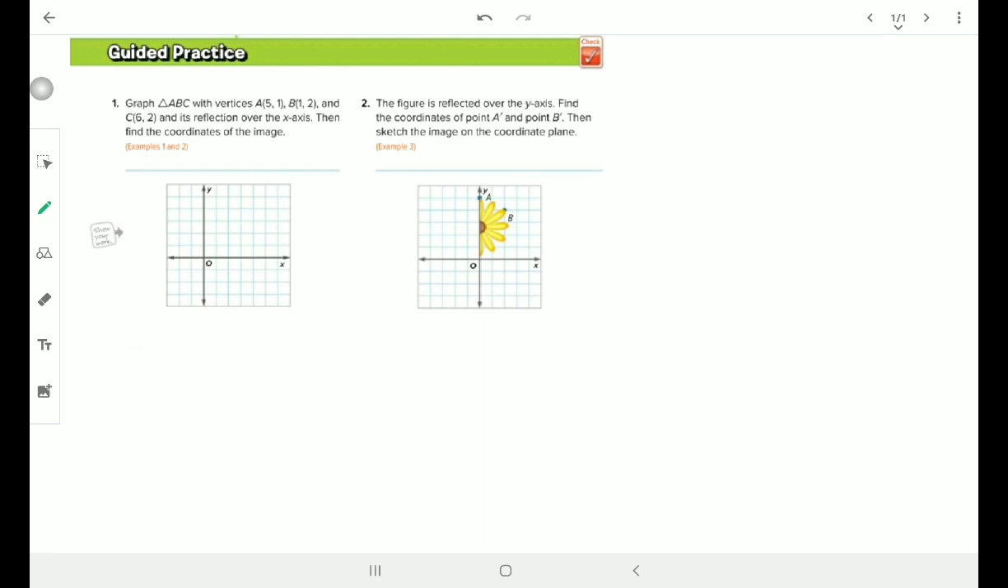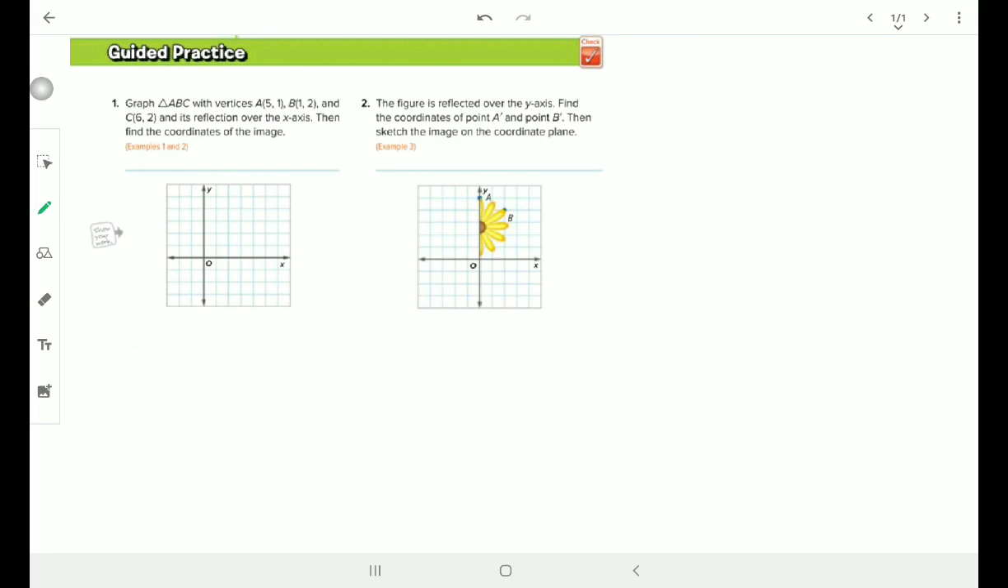Okay, so with the reflections, remember it's like flipping something, okay? And we're going to specifically look at flipping an object over a specific axis, okay? So, for example, the x-axis, we're going to flip over this one right here, okay? And the y-axis, we're going to flip over the y-axis. Okay, so let's take a look at number 1 and let's see what we can do with this problem.